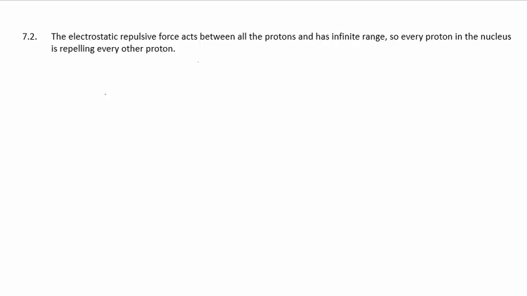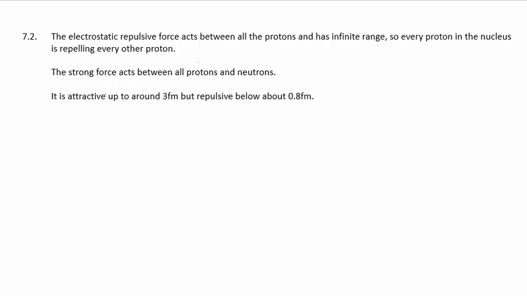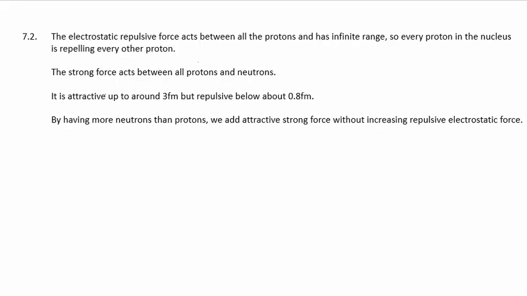In 7.2, turn the page, we're to explain why there's an imbalance between proton and neutron numbers. Well, the electrostatic repulsive force acts between all the protons. It has infinite range, so every proton in the nucleus is repelling every other proton, albeit it falls away with distance. The strong force acts between all protons and neutrons. It is attractive up to around 3 femtometers, but repulsive when it gets below about 0.8 femtometers. By having more neutrons than protons, this adds strong force, which is attractive, without increasing the repulsive electrostatic force.